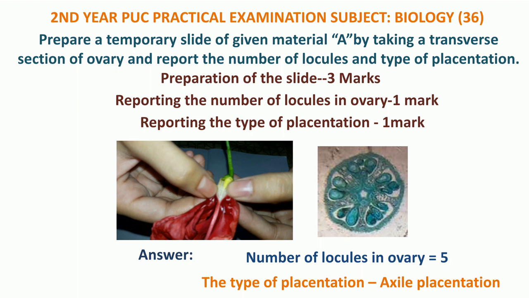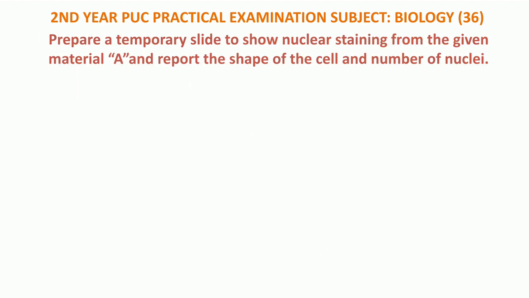Finally, for the preparation of the slide, 3 marks; for locules in the ovary, 1 mark; for the type of placentation, 1 mark. Totally 5 marks. And the last question belonging to the first question: if a student gets this question in the lottery, prepare a temporary slide to show nuclear staining from the given material A and report the shape of the cell and the number of nuclei. The scheme of valuation for this question.